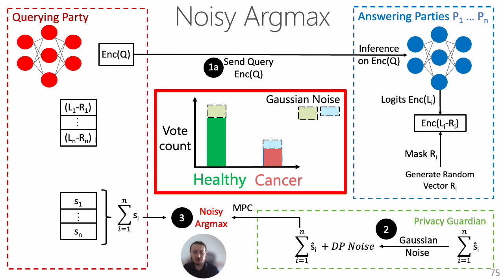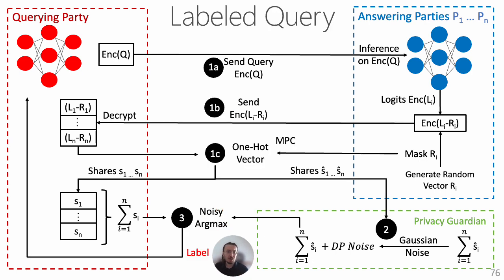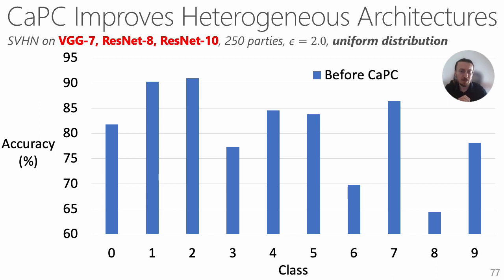For illustration, here we have two classes and have to decide if a given patient is healthy or has cancer. So we take the noisy argmax on this vote count and then return, in this case, the class being healthy. Finally, this class, healthy, with the maximum number of votes, is returned to the querying party as the predicted label. So the labeled query can also be used to retrain the querying party's model. And you have to note here that this decrypted label is visible only to the querying party and not to any other collaborator.